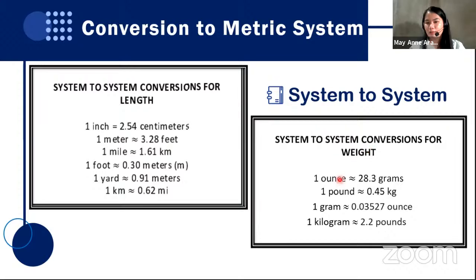And for weight naman, 1 ounce is approximately equal to 28.3 grams, and 1 pound is about 0.45 kilograms. And in ounce naman, the gram is approximately equal to 0.03527 ounce. And 1 kilogram, so this usually, 1 kilogram is approximately equal to 2.2 pounds.